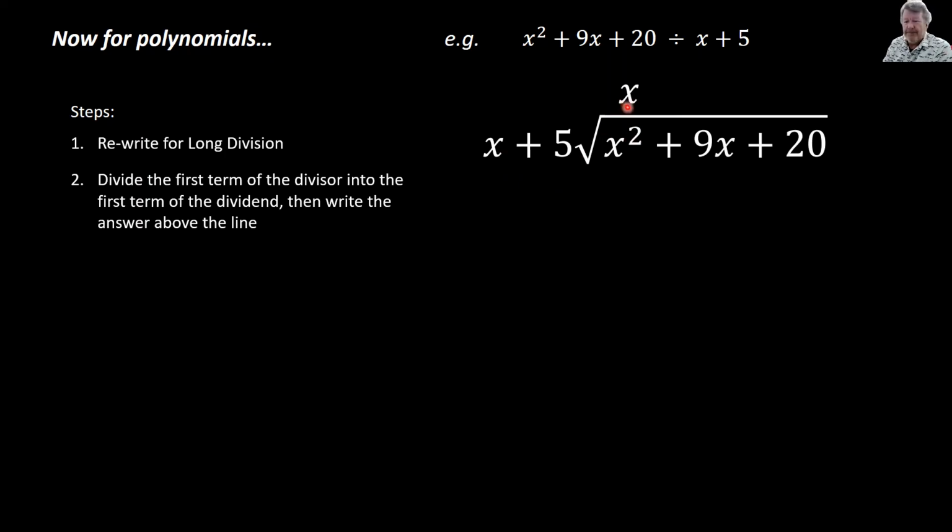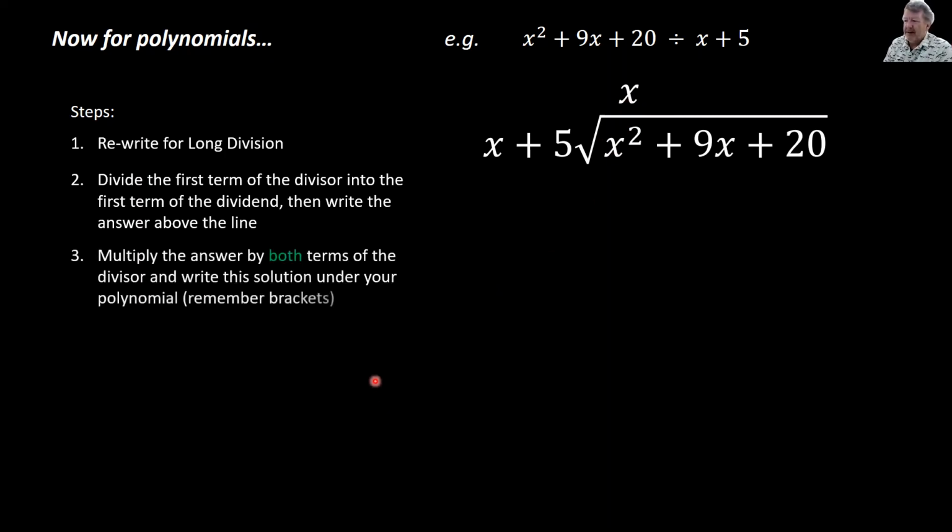What do we do now? Third step. Multiply both terms of the divisor and write the solution under the polynomial. And remember your brackets. Remember I put brackets around the number? Don't forget to do that.